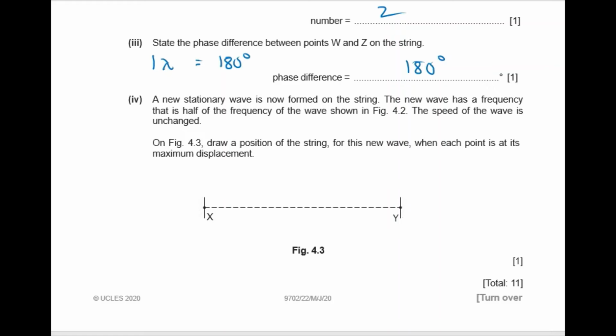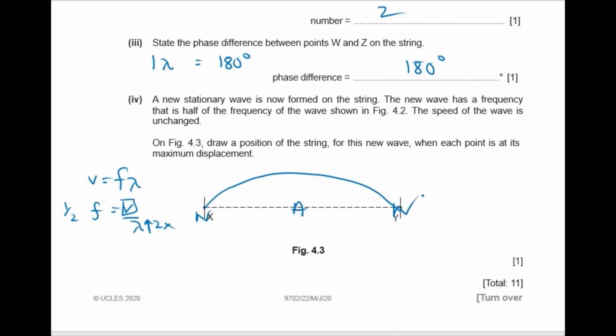Okay, so we have v equal to f times wavelength, and then frequency equal to v over wavelength. So we know that frequency becomes half. Here the frequency is half, the speed is unchanged, so meaning the wavelength becomes 2 times. So how does the string look? The wavelength becomes 2 times, so it becomes like this. So this is node, antinode, and node.